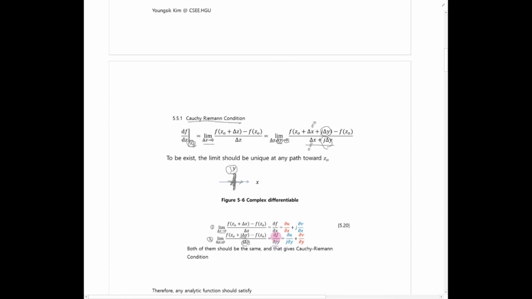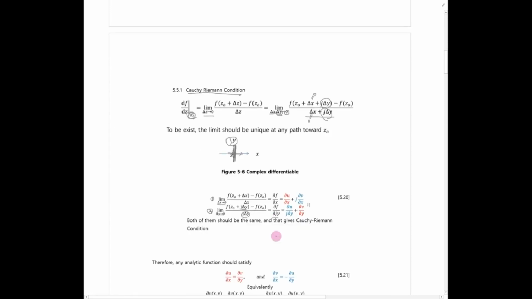Then we can apply the derivative to the real and imaginary parts separately. Then this will give partial u over j partial y and partial v over partial y. You know that j cancels out in the imaginary part. But we define that to be differentiable, these two values should be equal. That is the Cauchy-Riemann conditions. It says that the real part should be equal. So this is the real part when we are approaching along the x-axis.